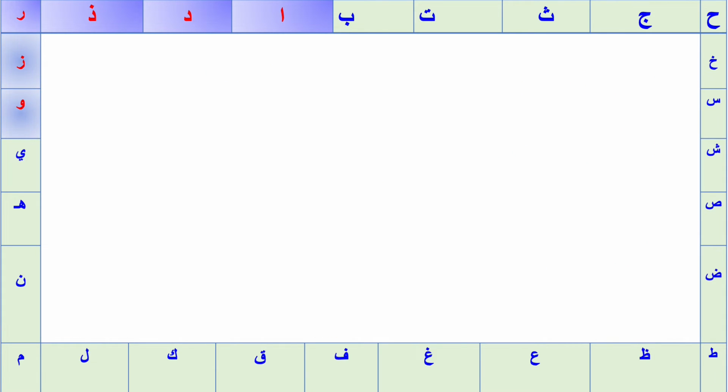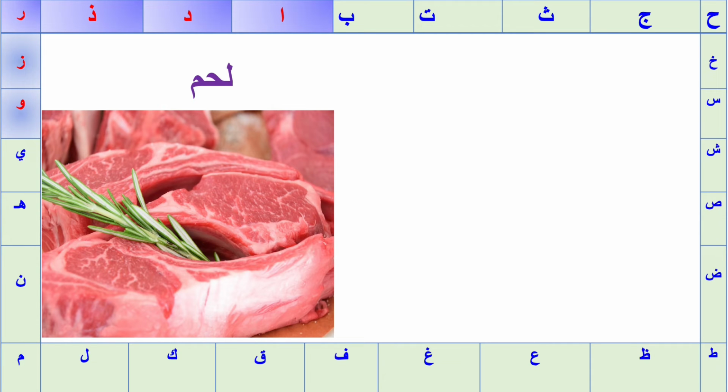Let's have another example where the ha is medial. The example we can have is the word lahm, which stands for meat in English. The component letters are al-lam, al-ha, al-mim. Lahm. All those letters can connect to the right and left.